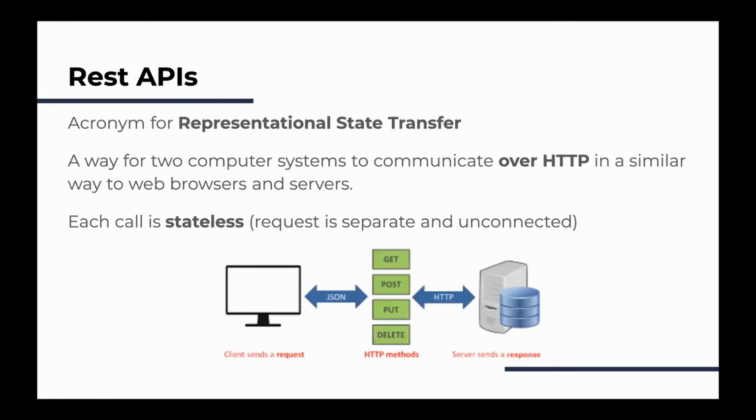A REST API is an architectural style of an API. It means representational state transfer. It's a way for two computer systems to communicate over HTTP, in a way similar to web browsers and servers. Each call for a RESTful API is stateless. So everything the API needs is fitted into one request. In that way, the request is separate and unconnected, and the server is not storing any of the client or developer's data.